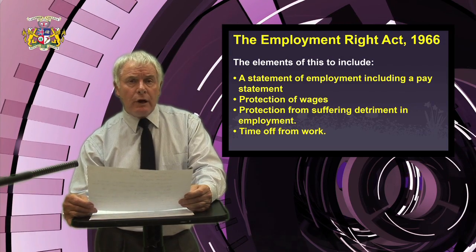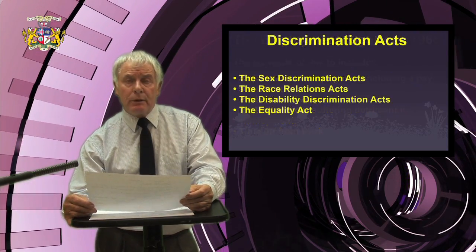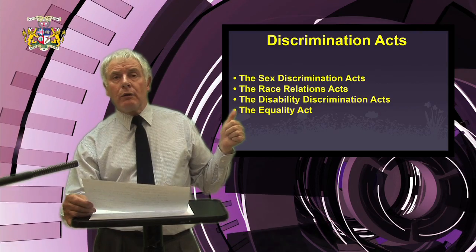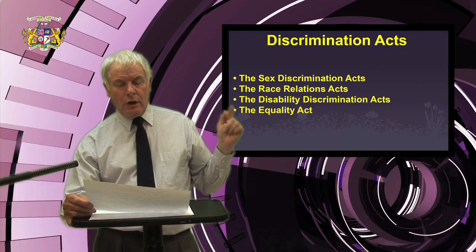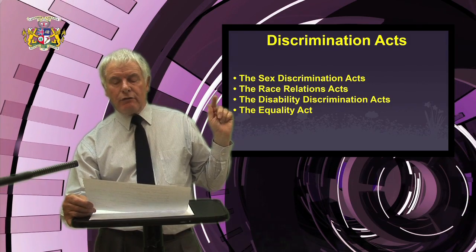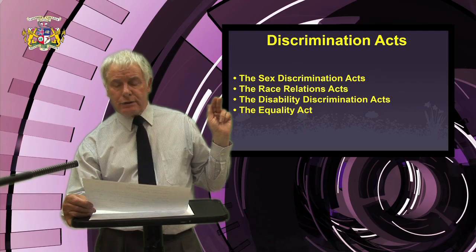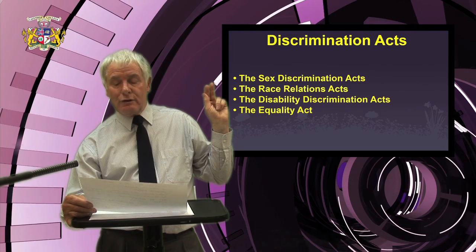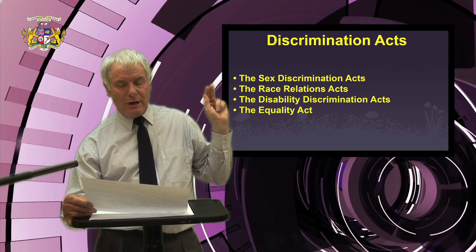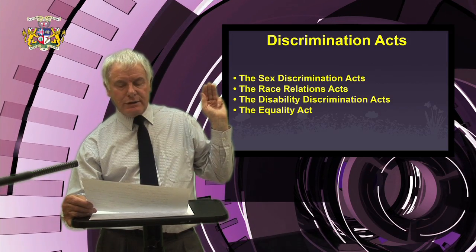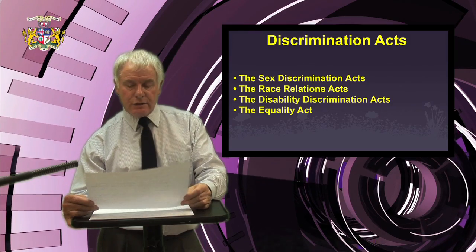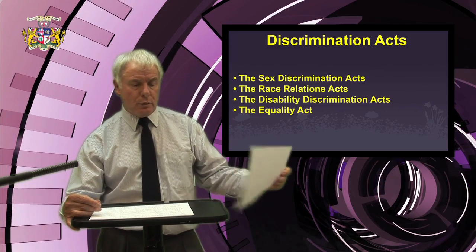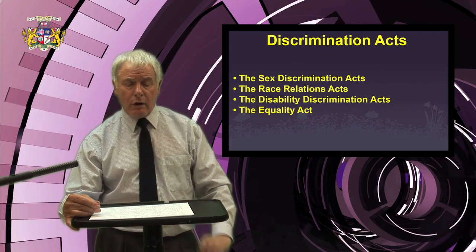There are also a number of laws or acts concerning discrimination. One is the Sex Discrimination Act from 1995 onwards, the Race Relations Acts from 1976, but also 2003, the Disability Discrimination Acts, again 2 of them, 1995 and 2003, the Equality Act 2010. All of these exist for one particular purpose, to protect workers and potential workers in the work environment.